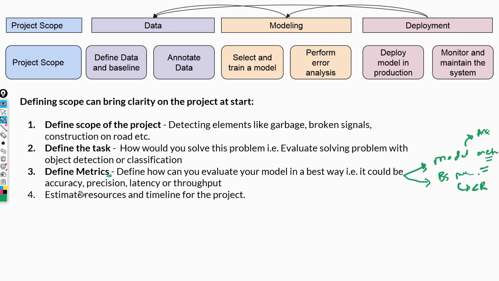A metric could be accuracy, or something like precision. If you have a lot of data, it could also be latency and throughput, because you want to deploy this model onto an edge device. And you should also estimate the resources and timeline to complete this project.